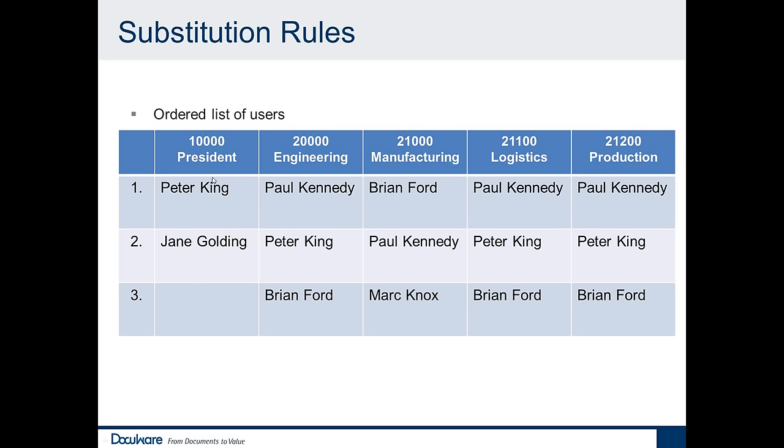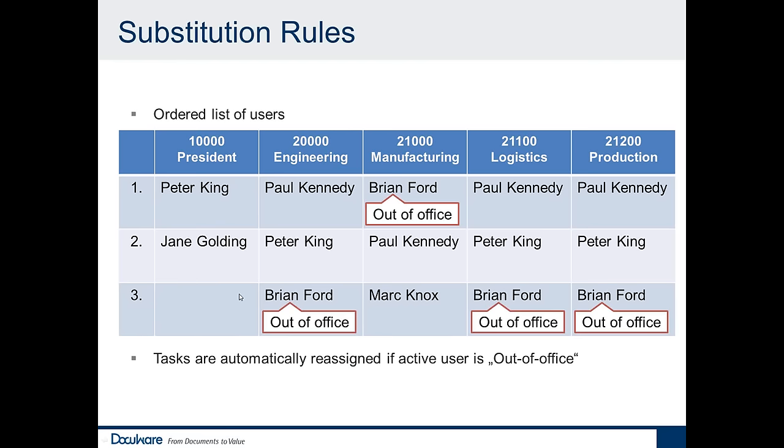So these people appear in the order that you enter them. And what happens is when a person sets their out of office, the workflow engine understands that and will send the document to the next person in the list. So you can see in our manufacturing, if Brian Ford set his out of office, and as you can see he's in 4 workflows, the system understands that, and based on his date and time of being out of office, it would then send the document on to the next person in the list, and so on.